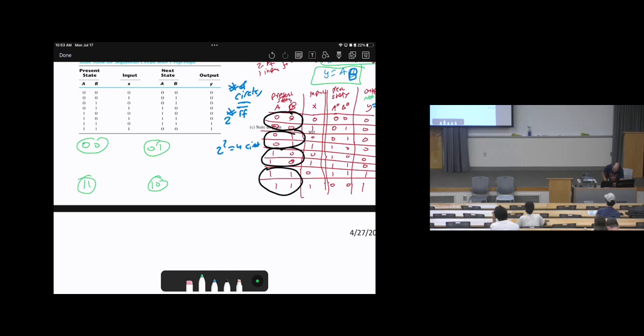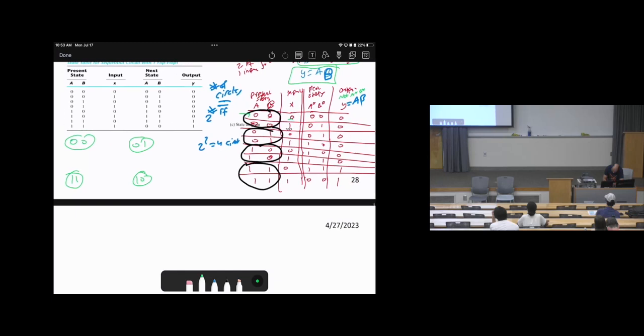Then let's look at them. With 0 0, input 0, the next state will be 0 0. The output will be 0, right? So it will remain at 0 0 when the input is 0, and the output is 0. That's why I put slash 0. Okay? This is Mealy model. If the input is 1, it will go to 0 1, and the output is 0.